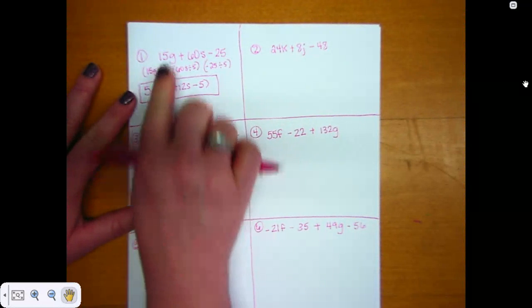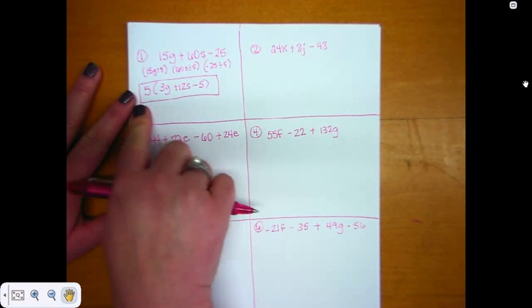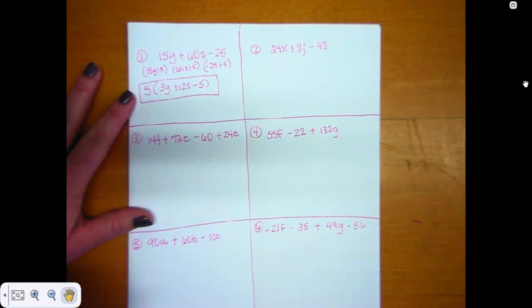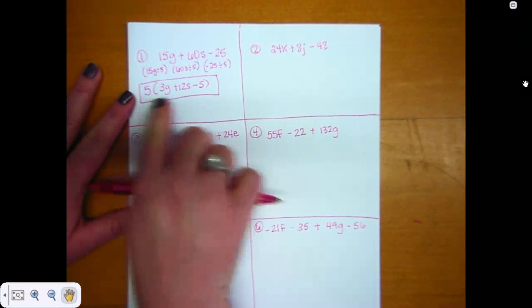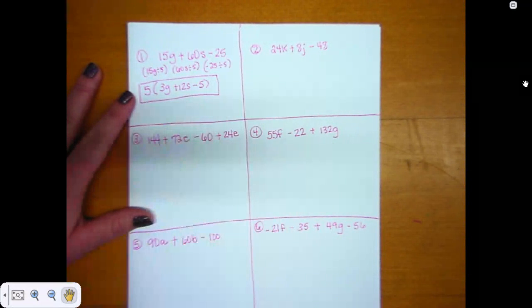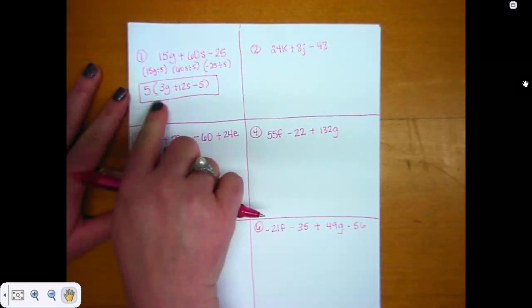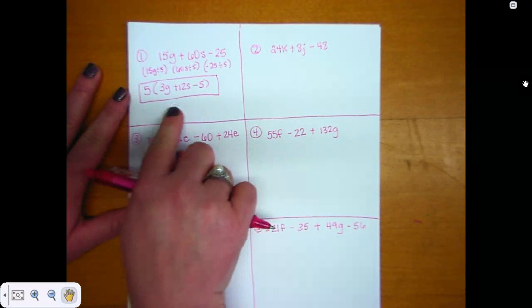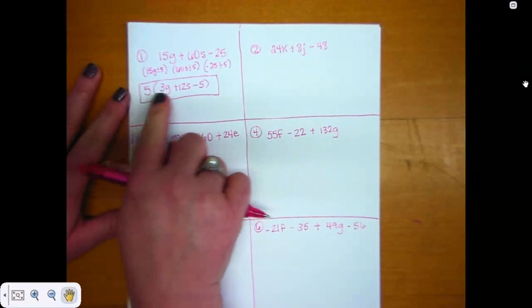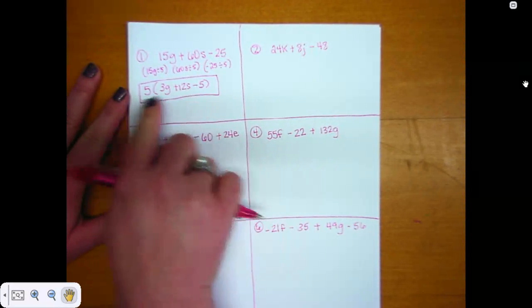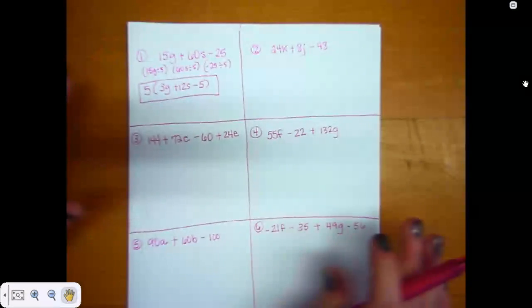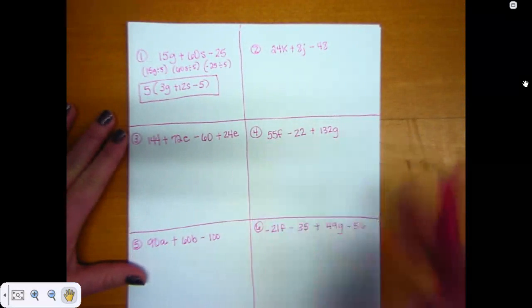Now we can check this by saying, is 5 times 3G 15G? Yes. Is 5 times 12S 60S? Yes. And is 5 times negative 5 negative 25? Yes. So you can always know if your answer is right by just doing it backwards, distributing it, and seeing if you come up with this. Okay, let's move on to number 2.